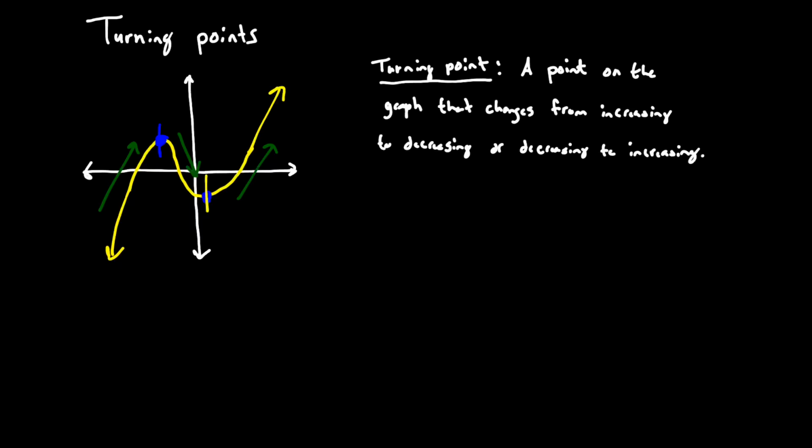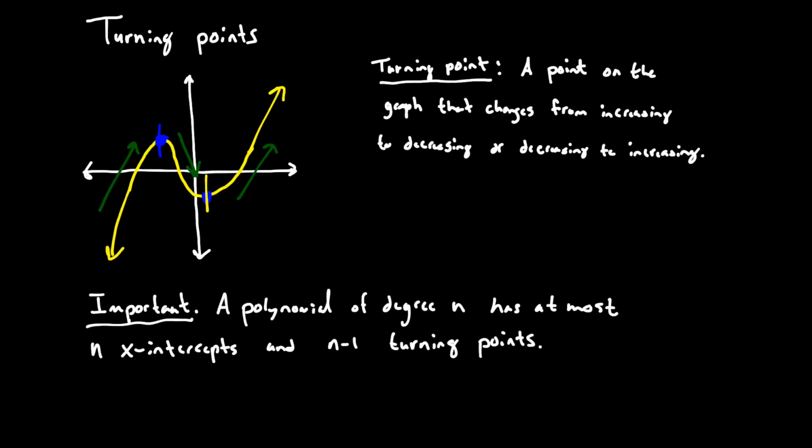An important fact about turning points is they're bounded by the degree of the polynomial. So a polynomial of degree n has at most n x-intercepts and n-1 turning points. This will pop up again in the next section, where we really focus on graphing polynomial functions. For now, we'll use it to find a bound on the possible x-intercepts and the possible number of turning points.